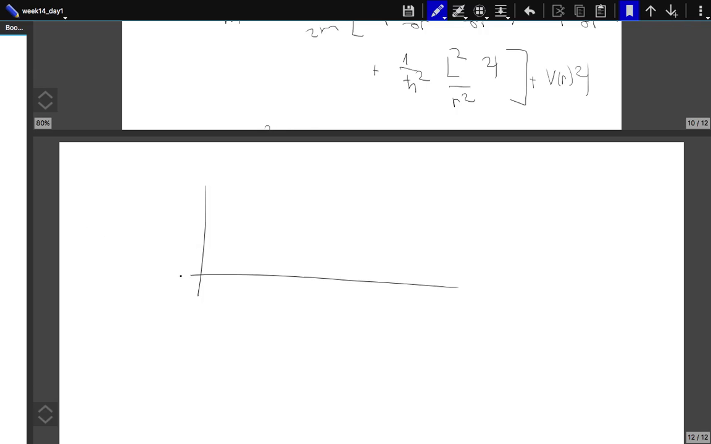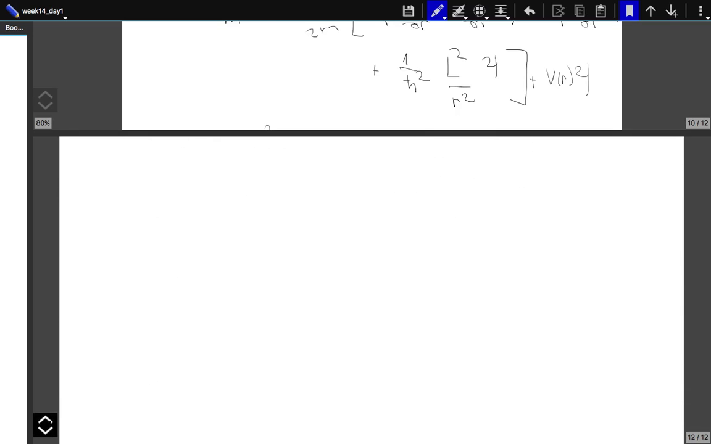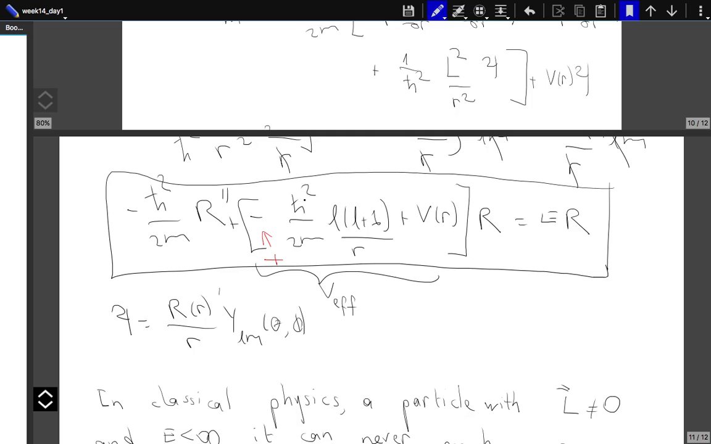V effective will have such a shape. This is for V of r equal to minus alpha over r. But this increase in the potential is given by this l times l plus 1 over r squared term. So here I have an h bar squared and no h bar squared over here. So this is exactly the classical expression of the effective potential in the one-dimensional analog.